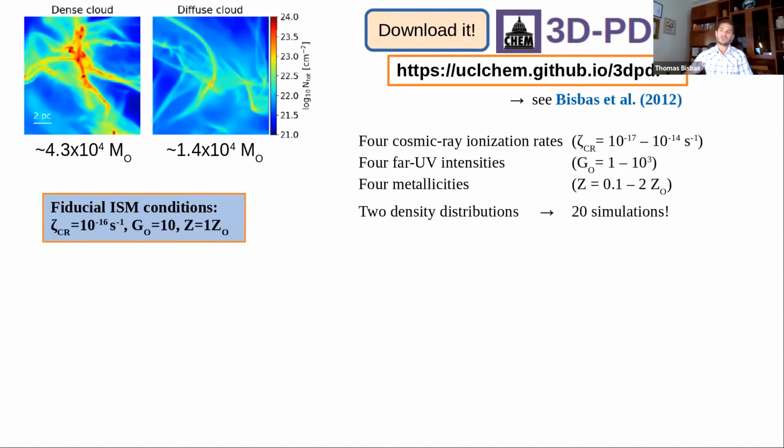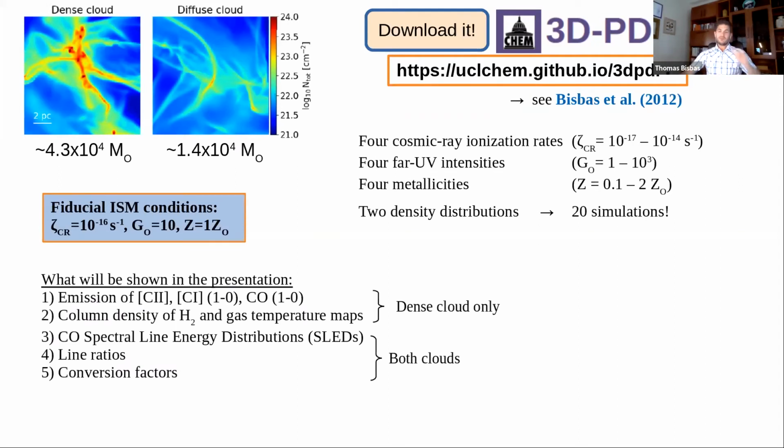We will use fiducial ISM conditions: 10 to the minus 16 cosmic ionization rate, a G0 of 10, and a metallicity. So if we vary, for instance, the cosmic ionization rate, and we want to see how the diagnostics look, we always keep the G0 and Z the same. So if we vary one ISM parameter, we keep the other 2 fixed.